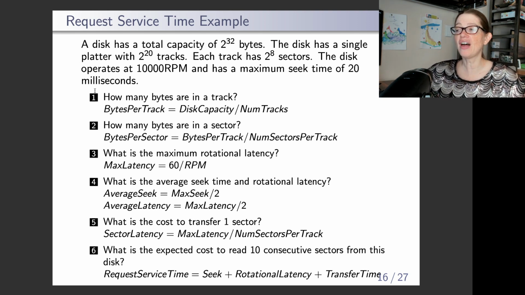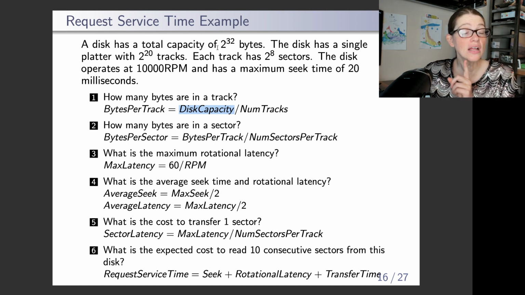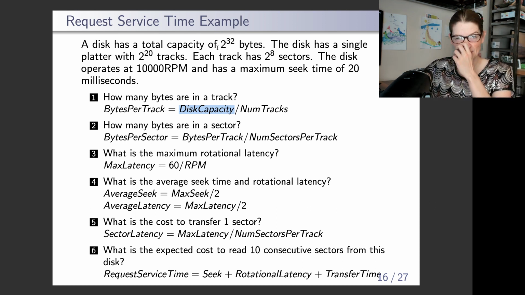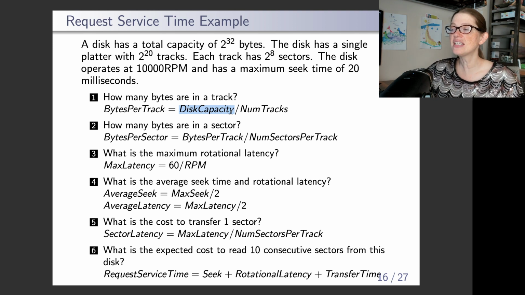So how do you figure out how many bytes are in a track? Well, you take the capacity of the disk, in our case, because it's a single platter, single-sided disk, it's the disk capacity divided by the number of tracks. So in this case, it's going to be 2 to the 32 divided by 2 to the 20. How many bytes are in a sector? Well, you take the number of bytes per track, which you just figured out in part one, and you divide that by the number of sectors per track.